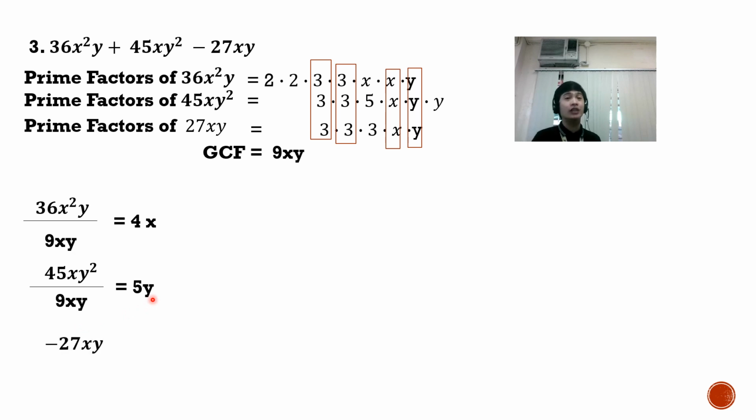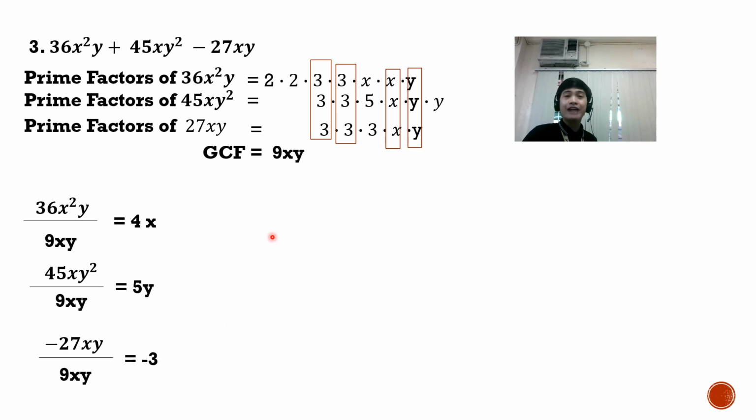And the last expression na involved kanina, dun sa original, ay negative 27xy. I-divide sa ating GCF. So that's negative 27 divided by 9, x divided by x, y divided by y. And that will give us negative 3. So it's basically negative 27 divided by 9, that's negative 3. Tandaan si division of integers. Pag nagde-divide ng dalawang integers na magkaiba ang sign, ang sagot po natin ay negative. So x divided by x, y divided by y, cancel dyan lahat kasi pare-pareho lang naman.